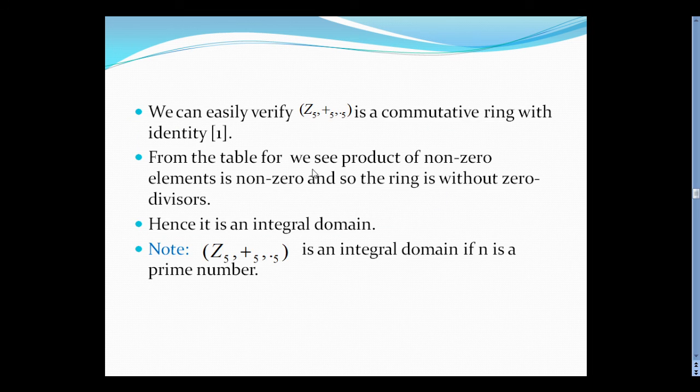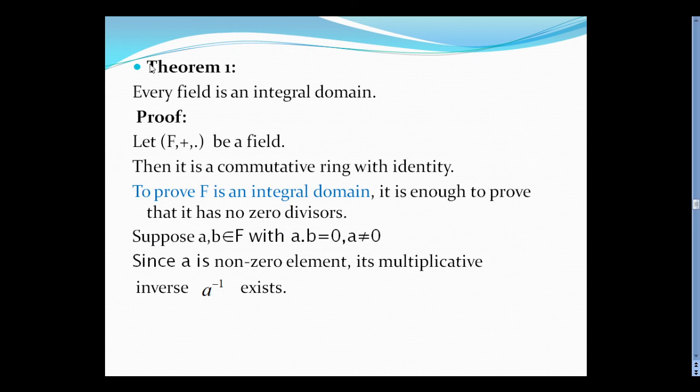So here, this statement is proved. The ring is without zero divisors. Hence, it is an integral domain. So this Zn is an integral domain if n is a prime number.